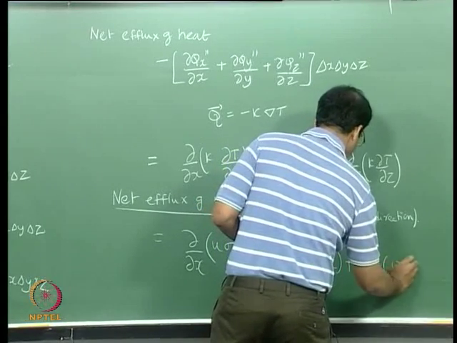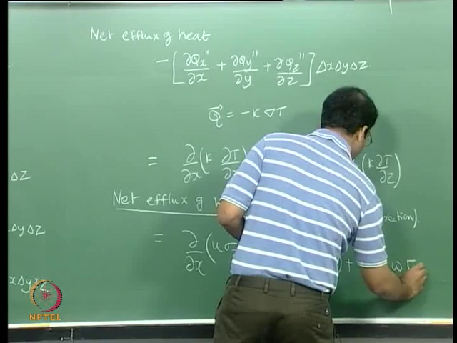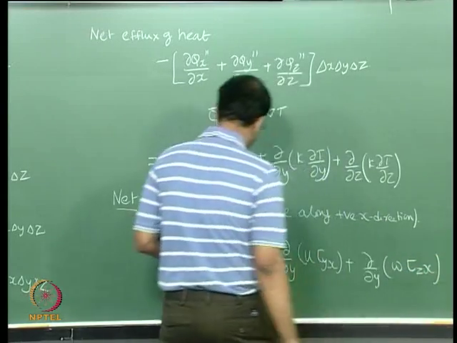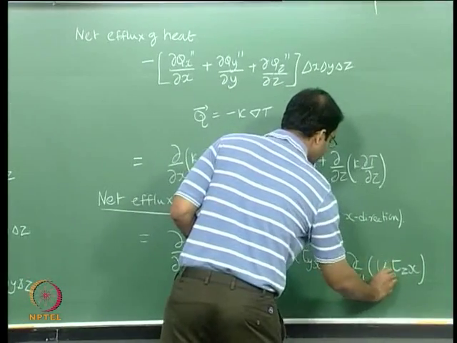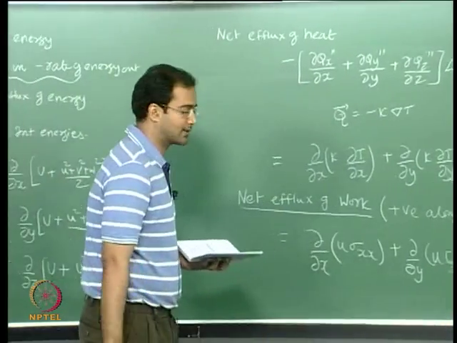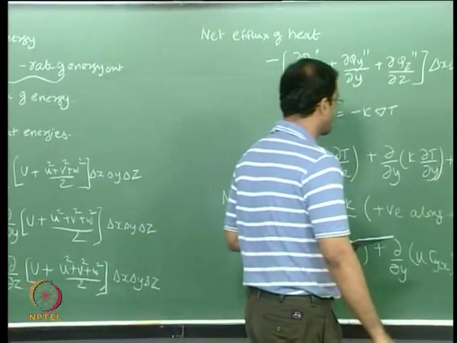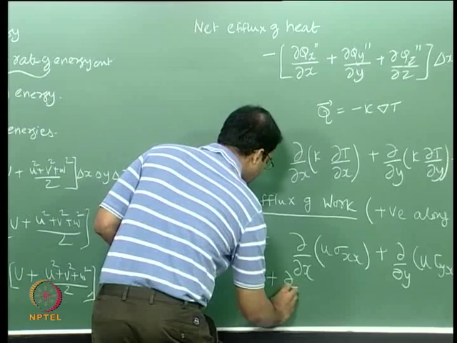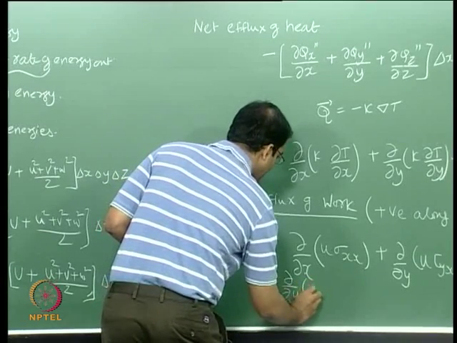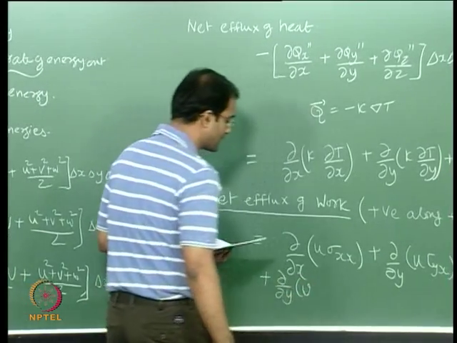So we have w into tau zx. Okay, so this is in the x direction. Okay, so this should be u here, right here. So you have to sum them in all the directions. Okay, so you can say plus, you can just write that in the y direction as well. You have v. Can you tell me what this term should be?